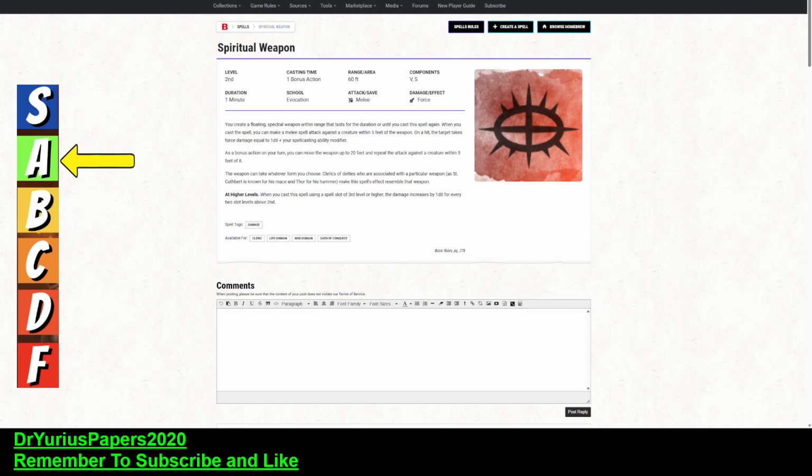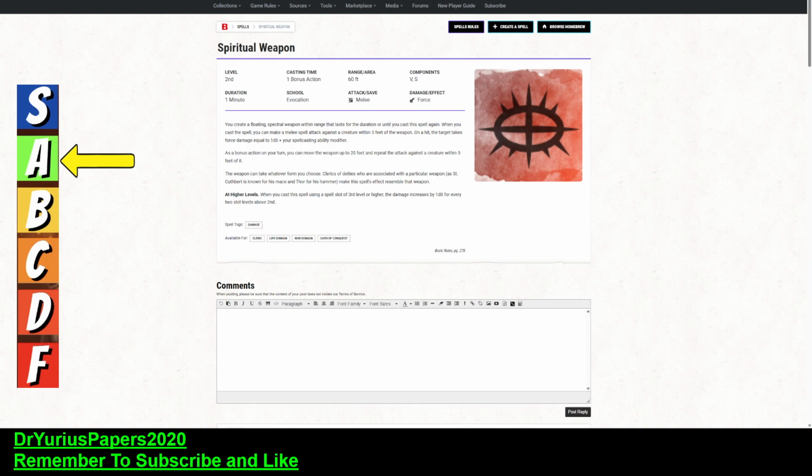The weapon can take whatever form you want. I've seen some crazy looking things. I mean, if you watch Crit Roll, they've used a lot of really bizarro things, but generally it's supposed to follow the shape of your deity.